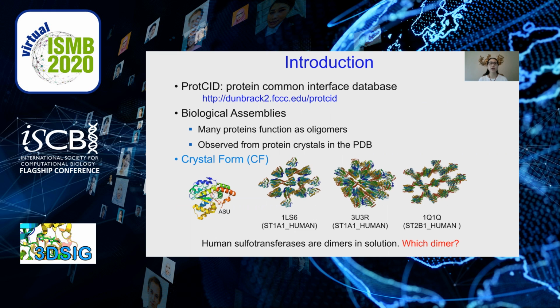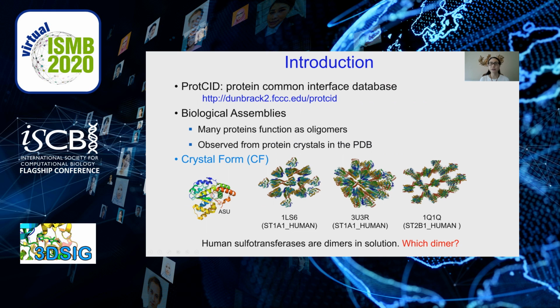These oligomers are biological assemblies. Biological assemblies can be observed from protein crystals in the PDB. Protein crystals have different crystal forms, so we can apply symmetry operators on the asymmetric unit to build crystals. Here are three distinct crystal forms for human sulfotransferase proteins. It is known human sulfotransferases are dimers in solution.